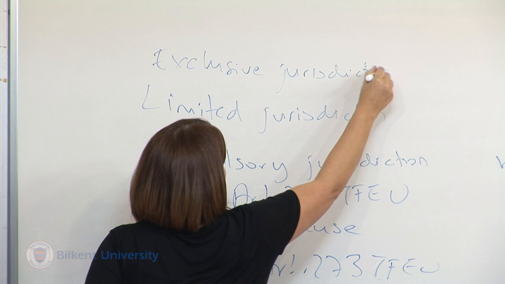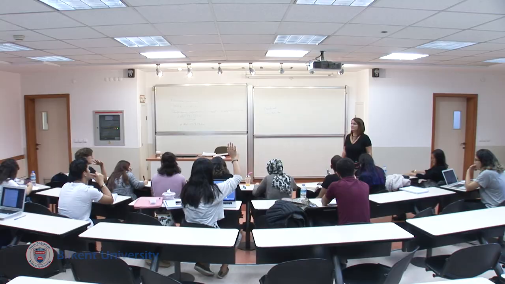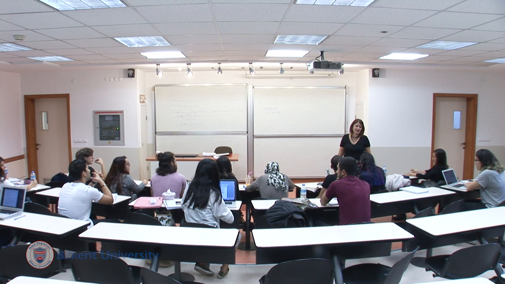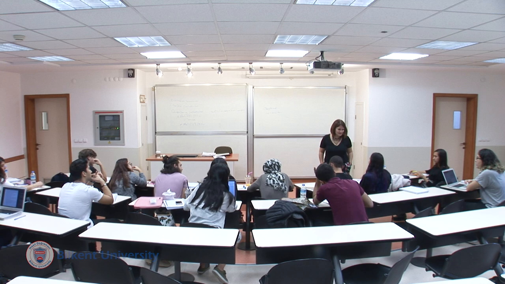What would that mean, exclusive jurisdiction? In Turkish, münhasır yetki. What would that mean in English? Exclusive jurisdiction. You can guess. Yes, Deniz? Only the Court of Justice of the European Union has the jurisdiction to see this dispute. Only meaning the sole court, so excluding which courts? National courts. And international courts. We exclude national and international courts.